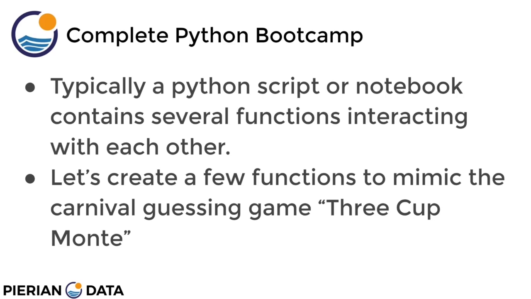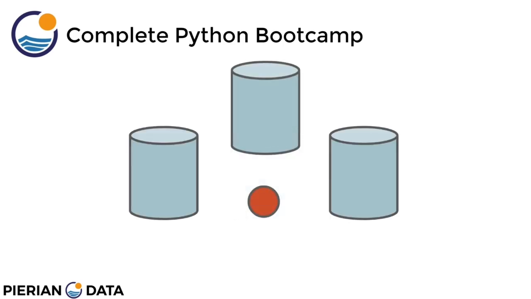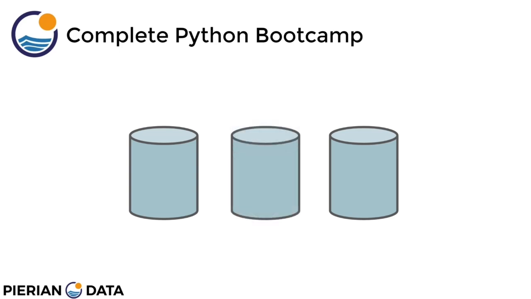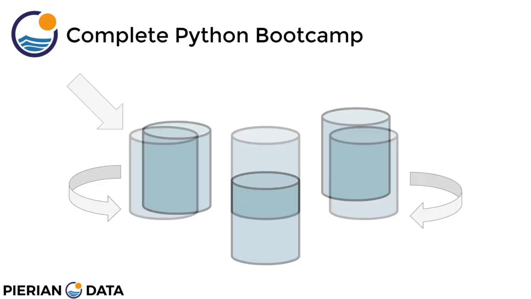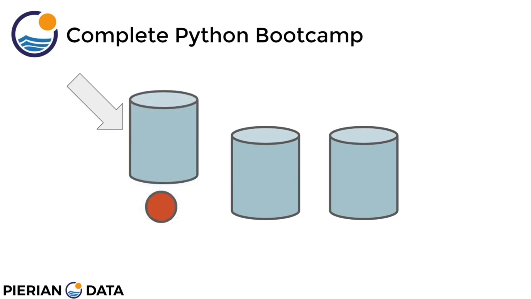What we're going to do is create a few functions to attempt to mimic the carnival guessing game Three Cup Monte. In case you're not familiar with this, you start off with 3 cups and underneath one of them is hidden a red ball. Then you shuffle these cups around, have the user guess where the red ball is, and then they're either right or wrong.